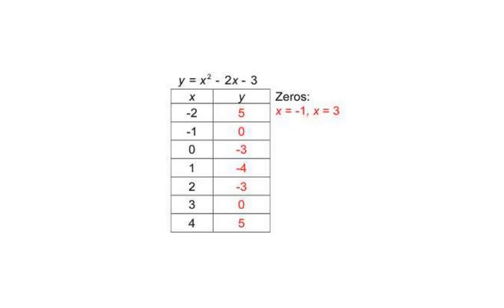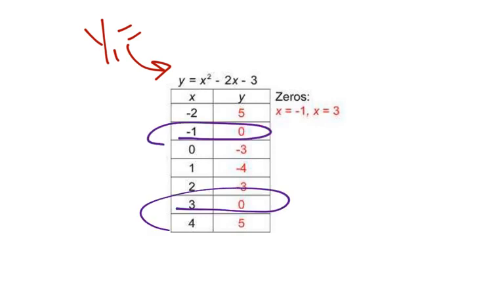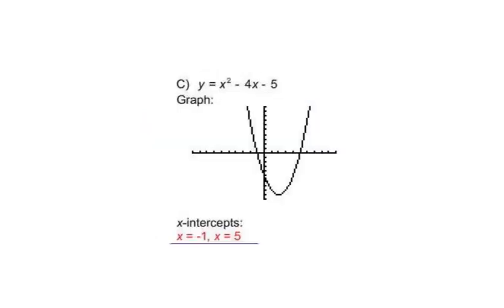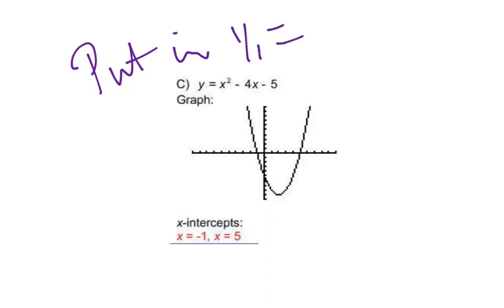If they give it to you and want you to use the table, you would put this into the calculator at y equal. Once you get it into y equal, you do second graph, it pulls up your table. The zeros are going to be the places where y is 0. So your zeros are negative 1 and 3. Same thing on this one. Put it in at y equal, look at your table. The zeros are where y is 0. So 1 and 3.5.